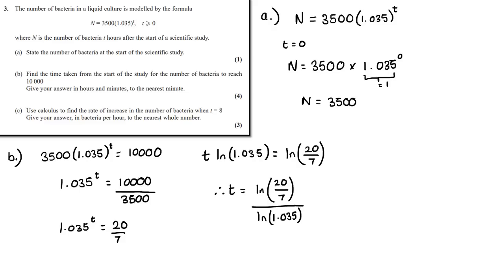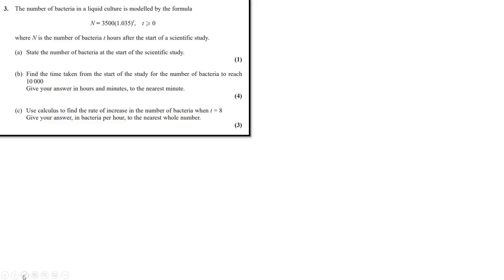And then finally we arrive at part C here. So we'll just need to clear the screen to have a go at part C. Let's have a look at this now. Now part C says use calculus to find the rate of increase in the number of bacteria when t equals 8.